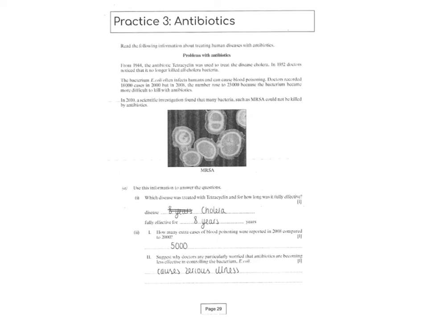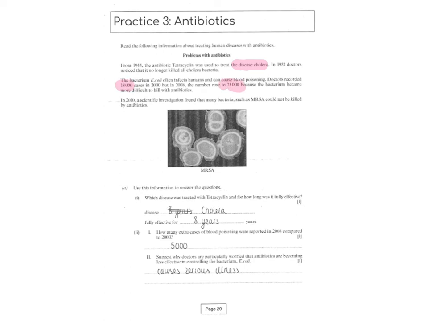Which disease was treated by tetracycline and for how long was it fully effective? It treated cholera, because it says in the question. If I highlight the answer, you can see where I've got it from. It treats cholera and it was effective for 8 years. How many extra cases of blood poisoning were reported? We had 18,000 and it rose to 23,000, so an extra 5,000 cases.